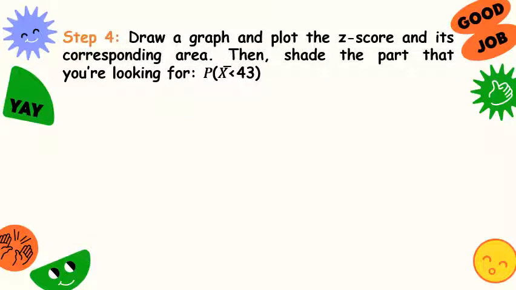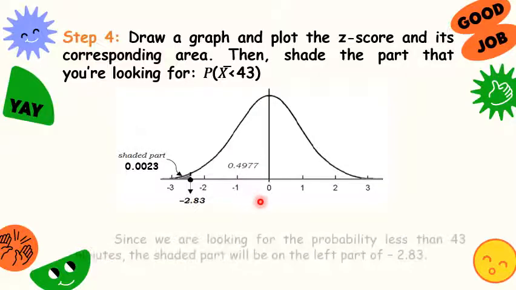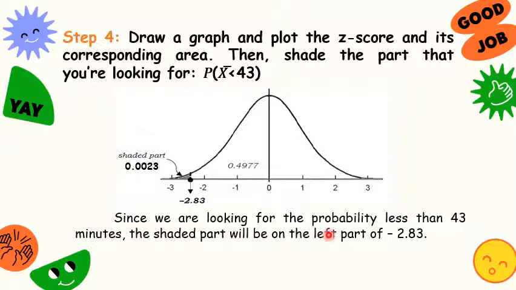Step 4, draw a graph and plot the z-score and its corresponding area. Then, shade the part that you are looking for. Ang hinahanap natin is the probability that the sample mean is less than 43. So, eto siya. Okay, since we are looking for the probability less than 43 minutes, the shaded part will be on the left part of negative 2.83. So, in this case, yung corresponding z-score naman ng 43 natin ay negative 2.83.